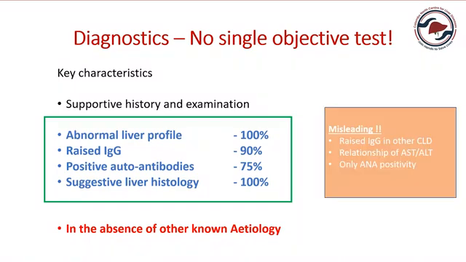There are a few misleading things. As I mentioned earlier, raised immunoglobulin could be present in other chronic liver diseases. So just because the immunoglobulins are high, we can't really say this is autoimmune liver disease. And some people do try to correlate the relationship of AST and ALT, AST more than ALT or ALT more than AST. There is no such thing. You can have both patterns. So there is no real pattern of AST, ALT in relation to one or the other. And only ANA positivity again can be misleading because it can be present in the normal population.